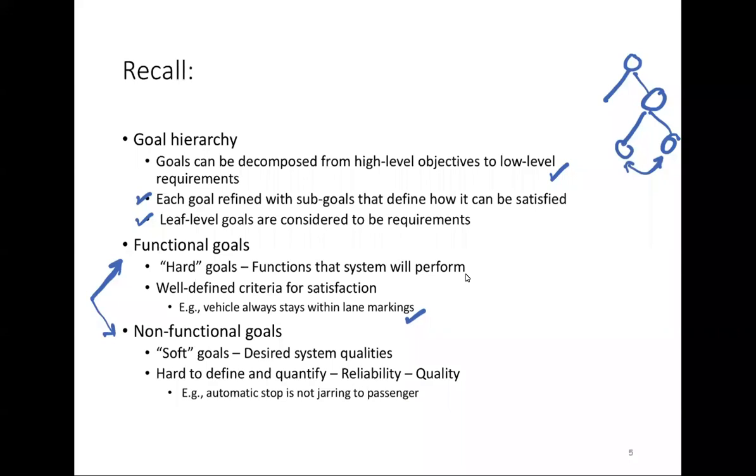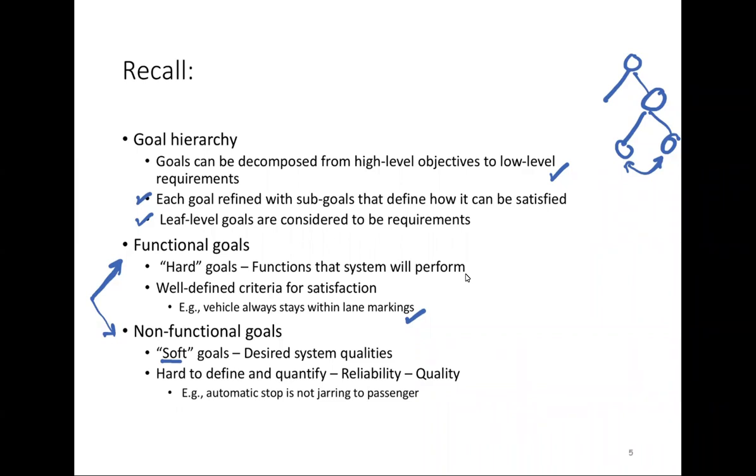On the other hand, non-functional goals, which we also call soft goals, are more or less related to system qualities, reliability as an example. Sometimes we relate to safety. Sometimes we talk about security. All of these are hard to quantify and hard to align to the functionality of the system. So we need to quantify them to judge the quality of a system, as an example. Because it's really hard to quantify and even define them, that's why we call them soft goals.